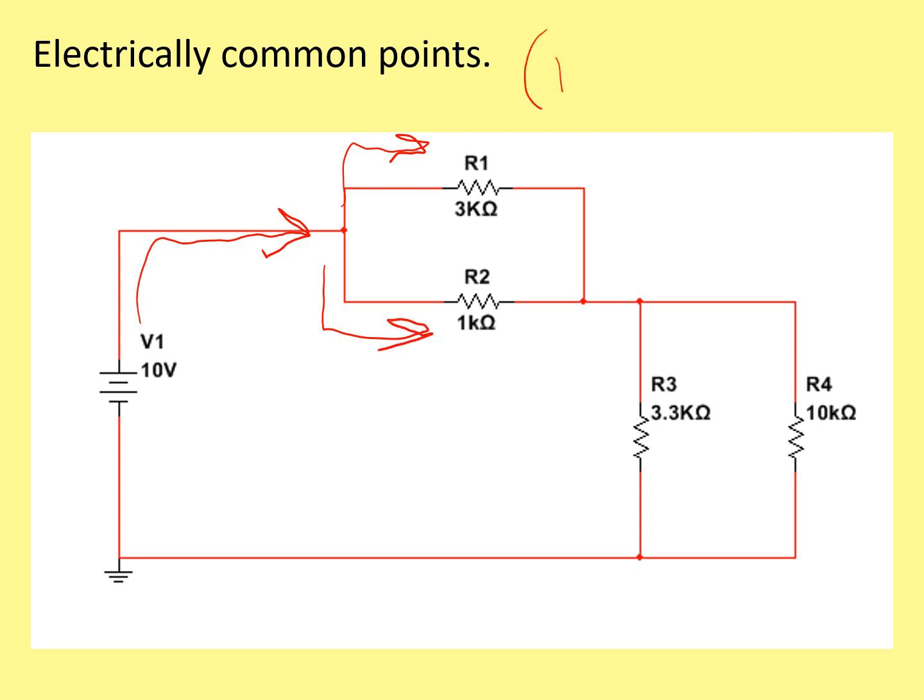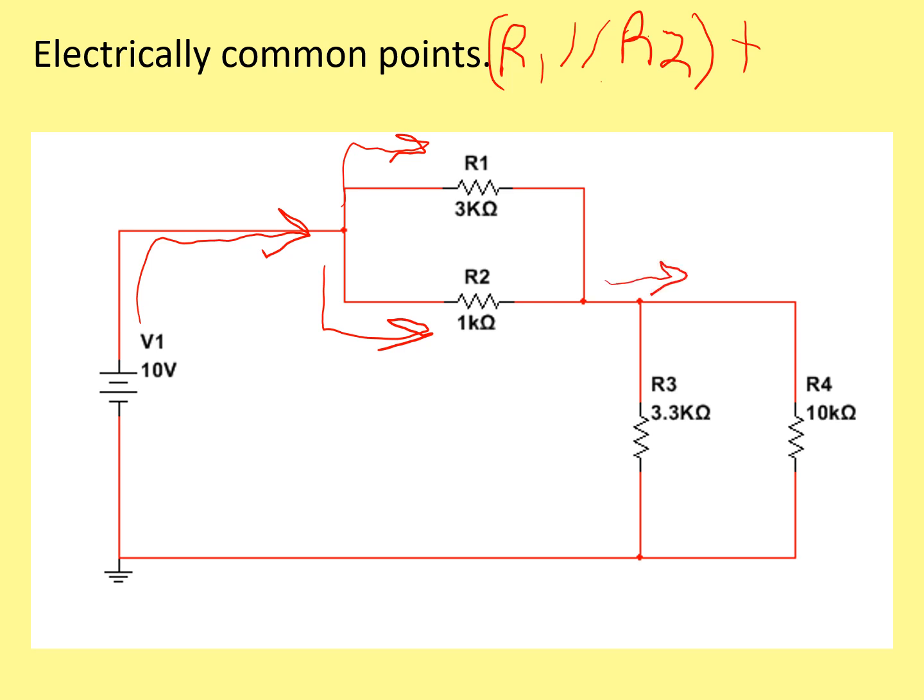So we have R1 parallel R2. Actually, I need to erase that and give myself a little more room. Write it a little smaller. R1 parallel R2 plus, and it's a plus because the other parallel combination is in series with it. Why is it in series?